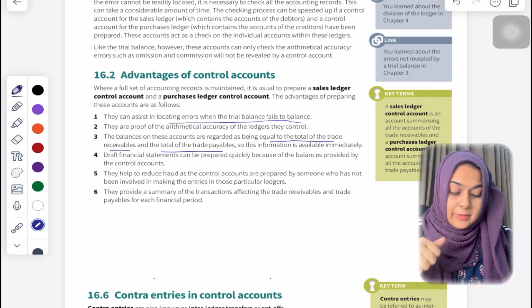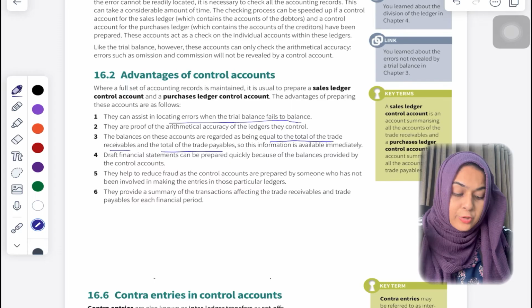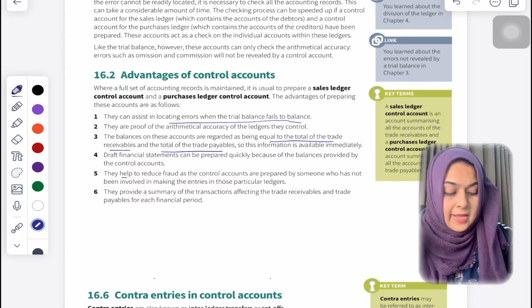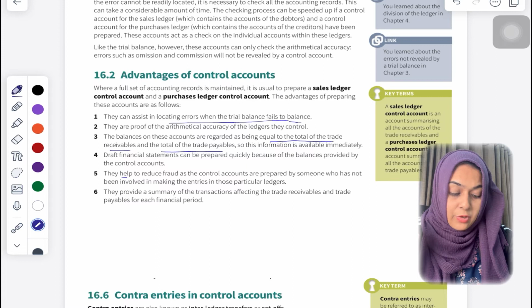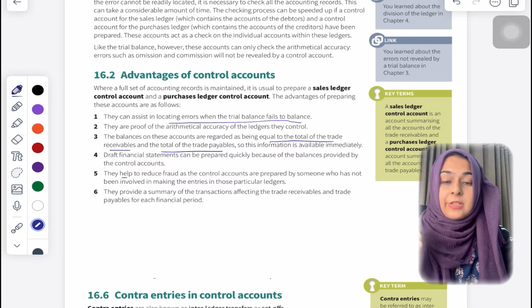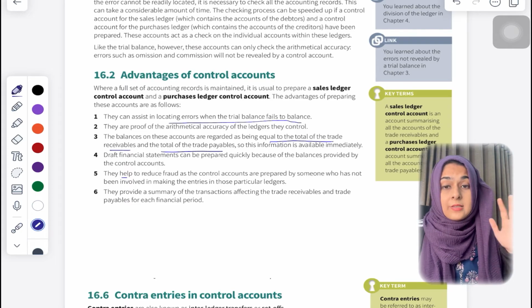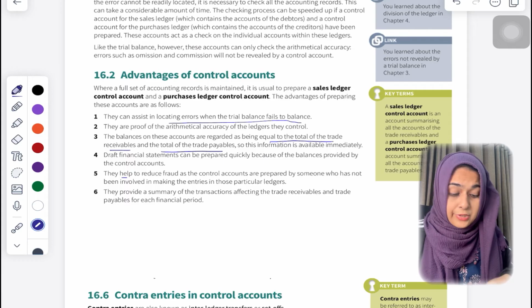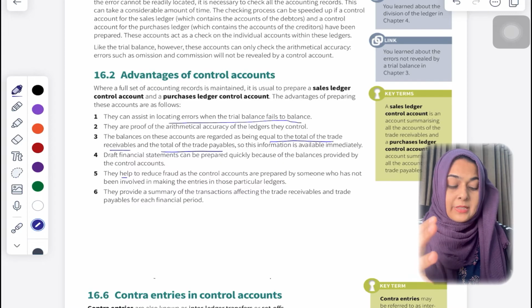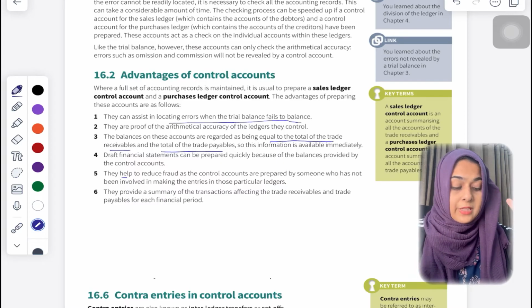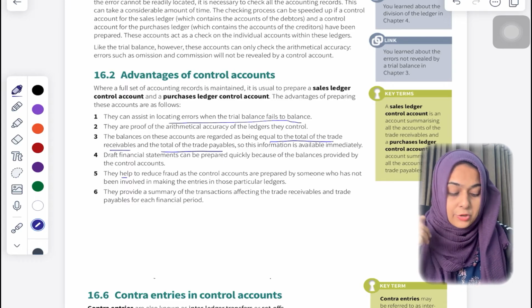This information is available immediately. Draft financial statements can be prepared quickly because of the balances provided by the control accounts. They help to reduce fraud, as control accounts are prepared by someone who has not been involved in making the entries in those particular ledgers. The sales ledger is maintained by one accountant, and the sales ledger control account is prepared by a separate accountant. So basically, individual accounts of trade receivables are prepared by one accountant, and the other accountant is making the control account.